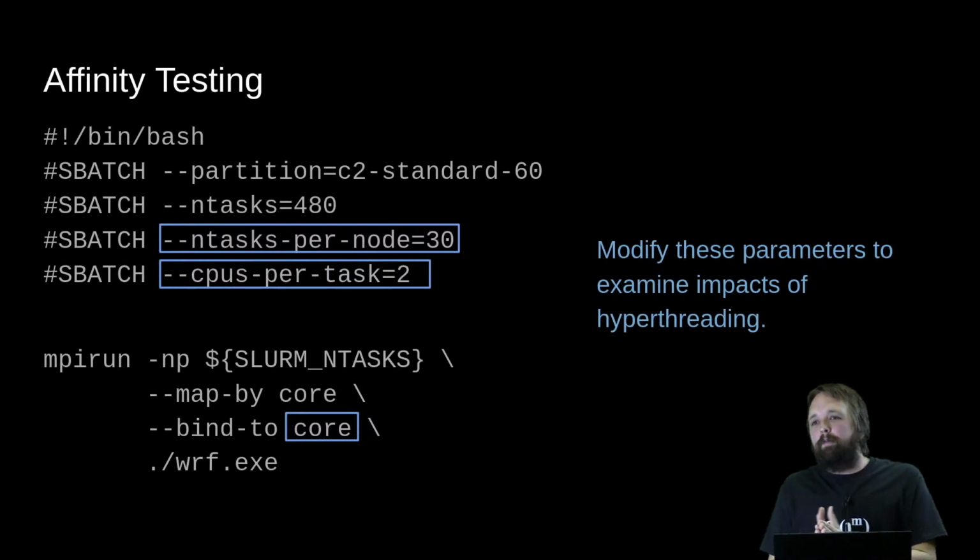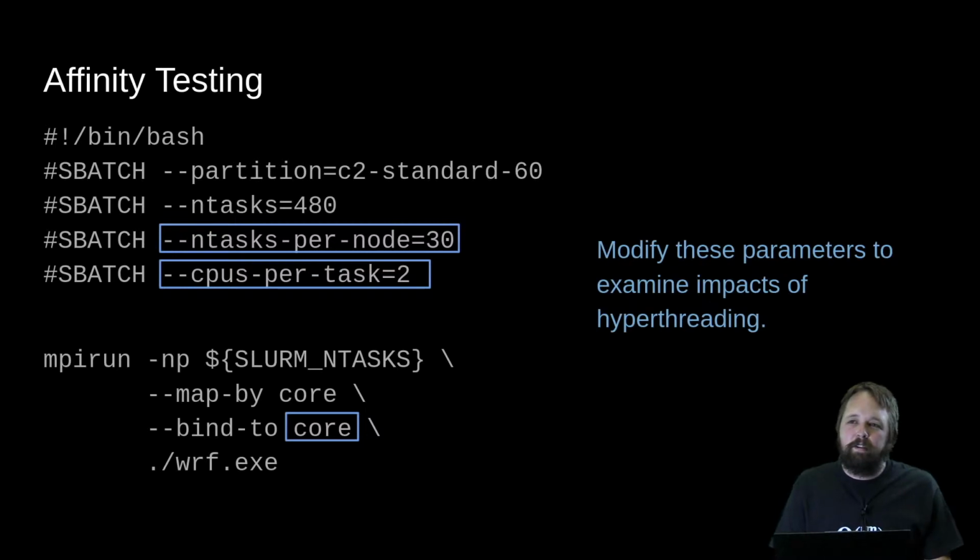When I say disable hyperthreading, essentially I'm giving each MPI rank a full core. When I enable hyperthreading, each MPI rank gets its own virtual CPU, or it runs on that hyperthread. There's a lot of discussion around whether or not this is a good idea for some applications, and I'll show you that it's not really a straightforward answer.